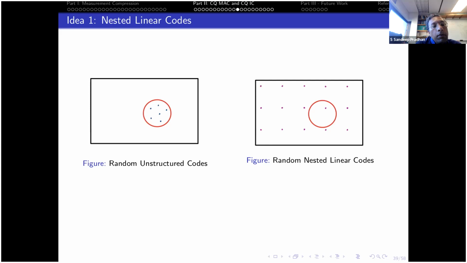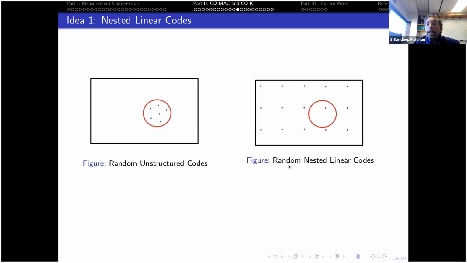The non-uniform distribution. Remember I said that if you want to achieve the capacity of a channel, you should be able to induce a non-uniform distribution, because the capacity-achieving input distribution need not be uniform. And when you do random unstructured codes, you choose all the code words from a given distribution. The picture is something like this. These are all the sequences that appear to come from a given distribution. They will all be concentrated in some region of the space. So random unstructured codes look like this, chosen from a given distribution.